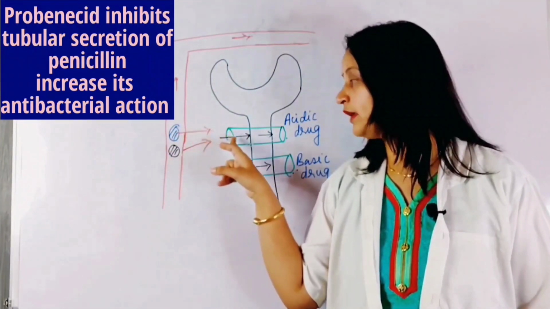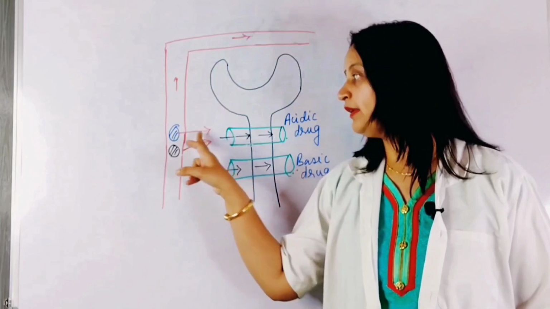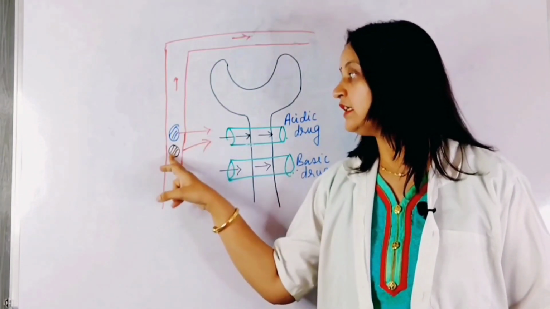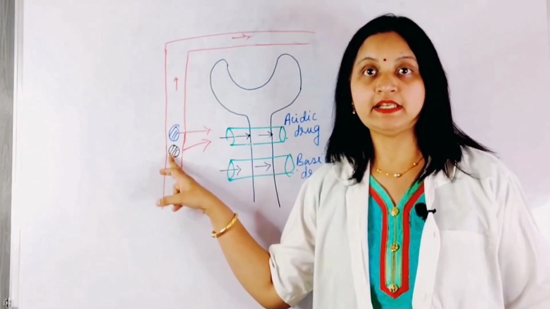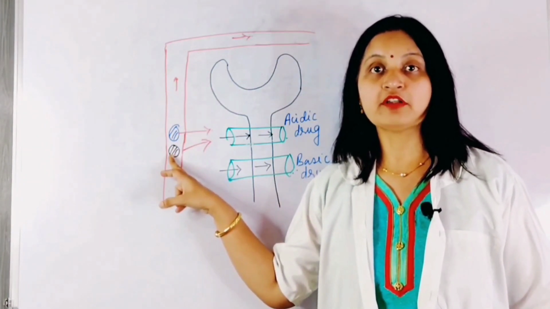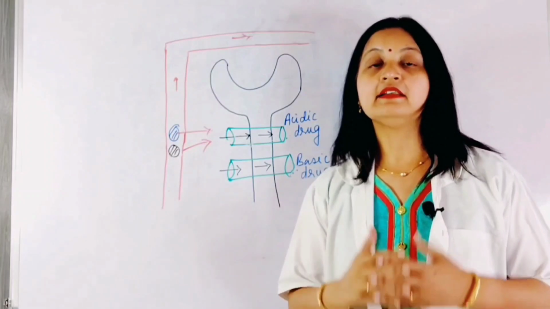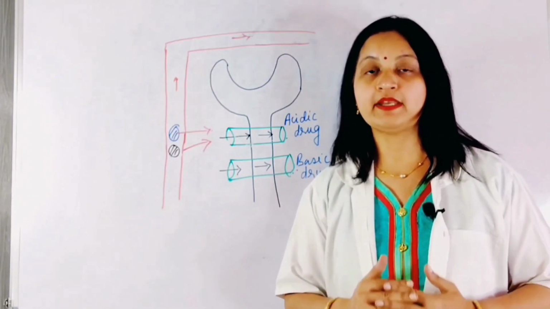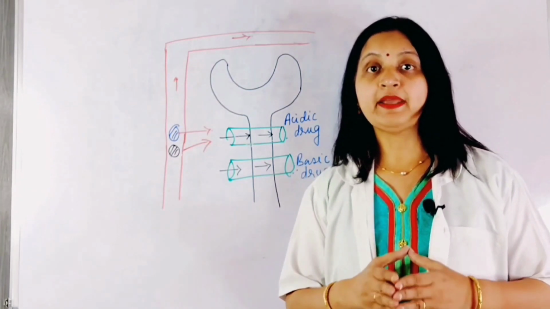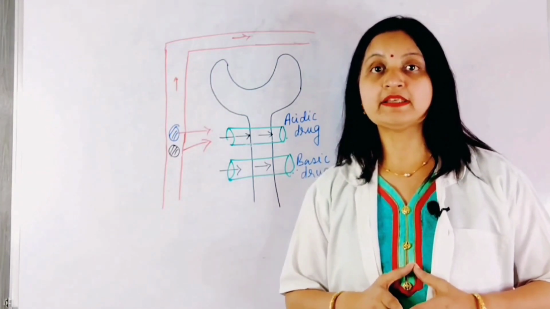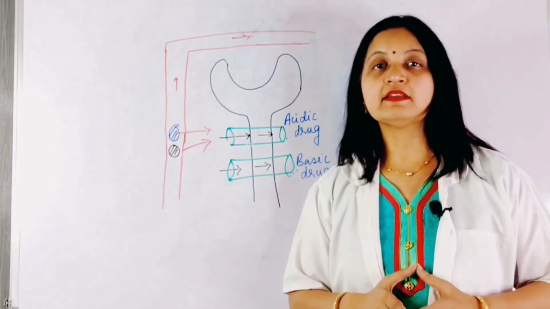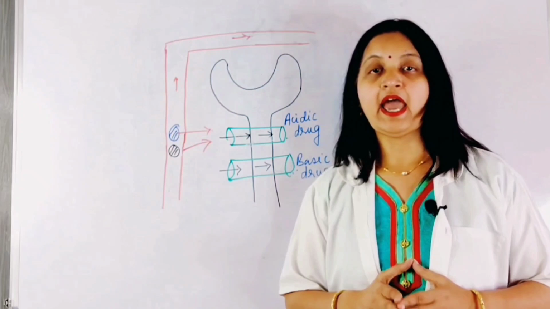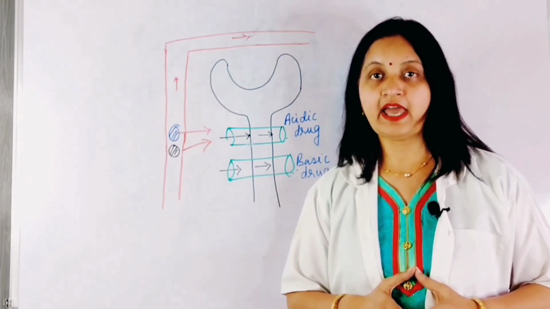So it binds with the transporter and prevents the binding of penicillin to the carrier system, and this prolongs the action of penicillin in the plasma, increasing the concentration of penicillin, and this increases the efficacy and the antibacterial action of penicillin. Thus, penicillin and probenecid, when co-administered together, decreases the excretion of penicillin, increasing the concentration of penicillin and increasing the antibacterial action.